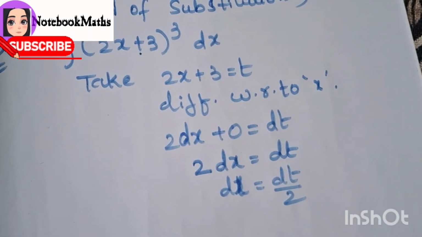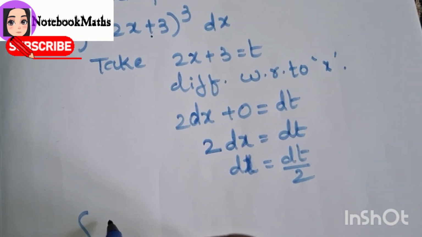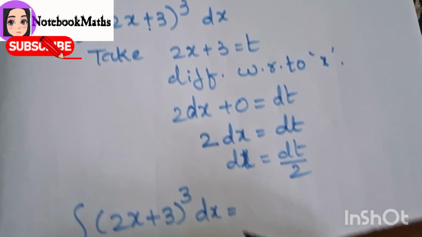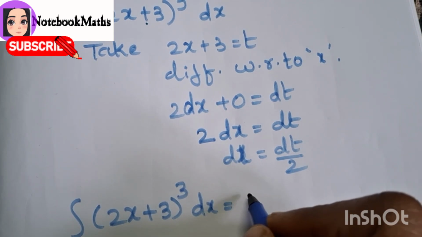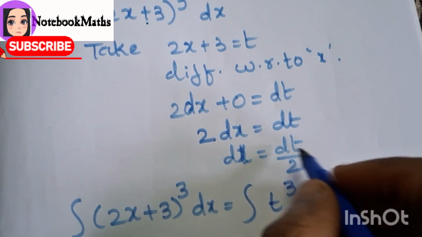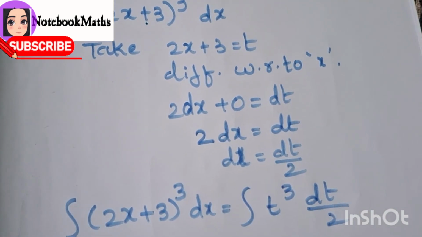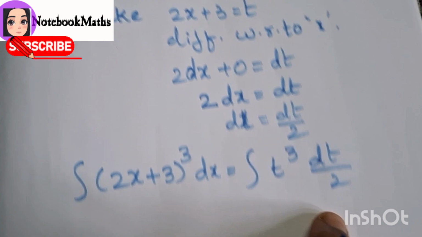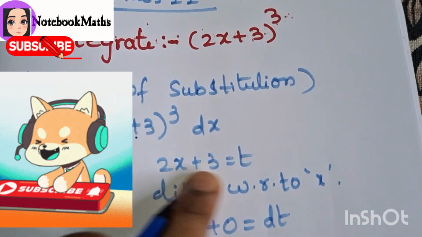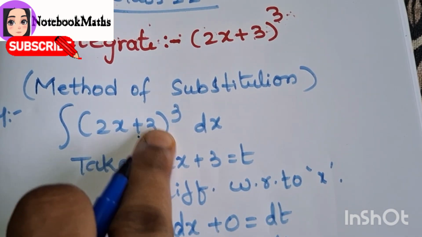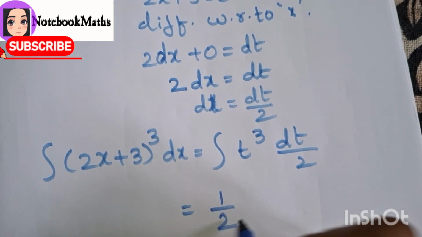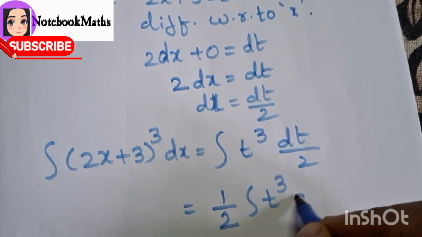By using this, we now simplify the given term. As we have taken 2x + 3 as t, now let us start integrating. Substituting, the integral becomes t³ into dx, and dx is dt by 2. So we simplified the whole term as t³ into dt by 2, and now it is very easy to integrate. By the method of substitution, we substitute 2x + 3 equal to t in place of this term: t³ dt by 2. Now this constant I am writing outside. Let us integrate t³ dt.